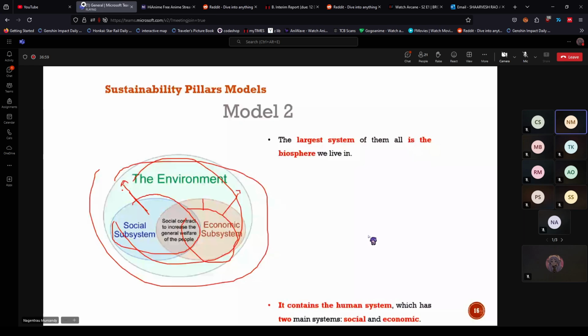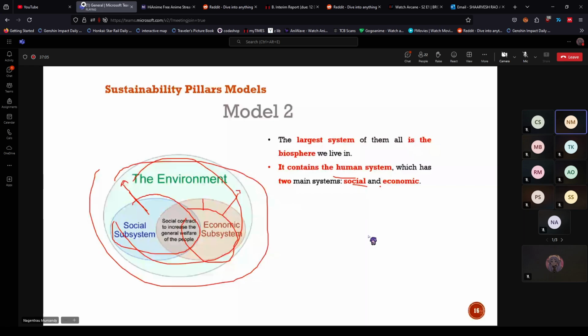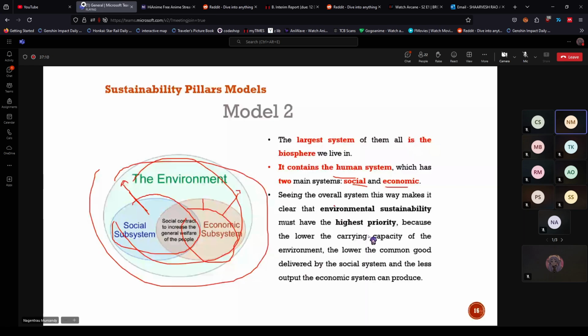So the environment is the one which contains the human systems, like social and economic, right? Here, the highest priority is environmental sustainability. That means whatever economic or social related things we are focusing on, it should automatically cover the environment part.